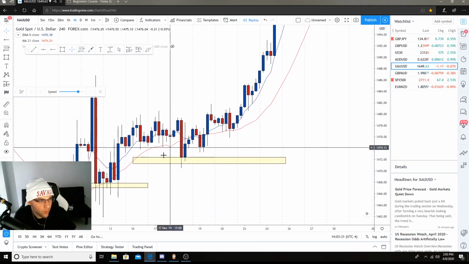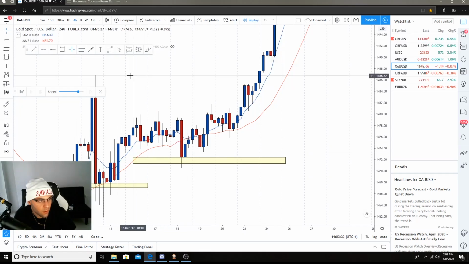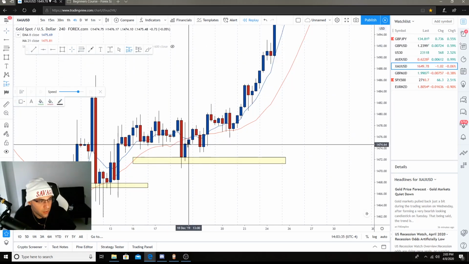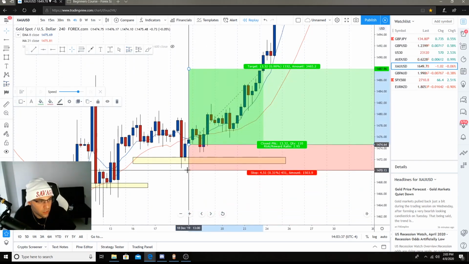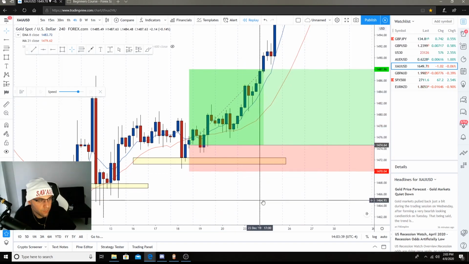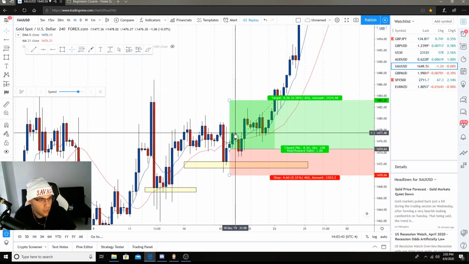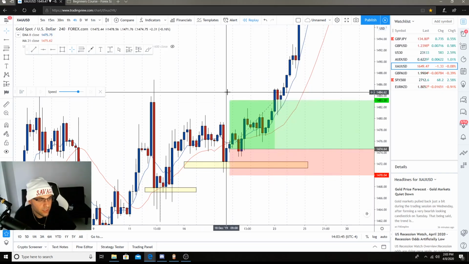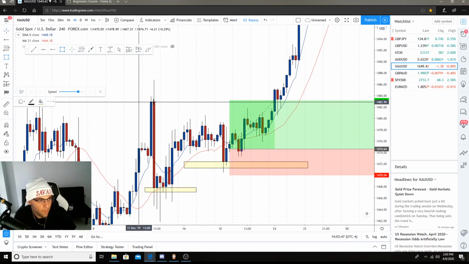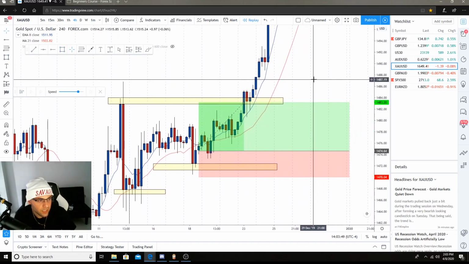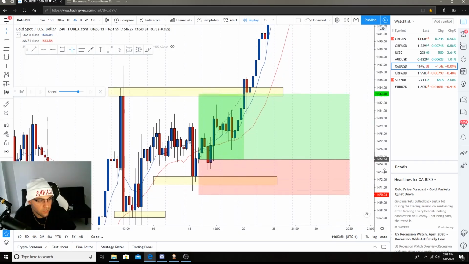And boom, what do we have? We have a form of support that was created. Get in after this candle. Stops below the wicks. 40 pip stop loss. Target the next zone. Look at that. Making almost 2 times your risk right here. Beautiful. Clean, clean, beautiful.